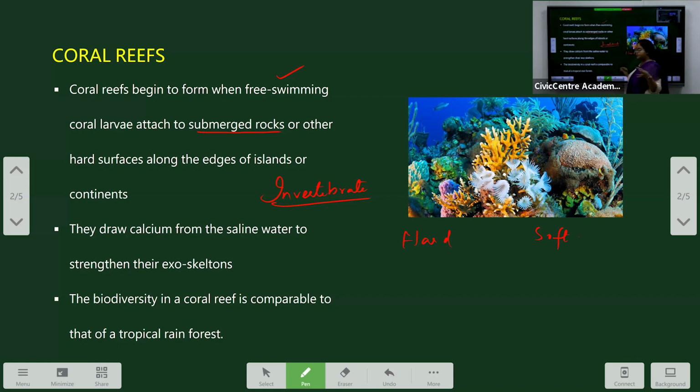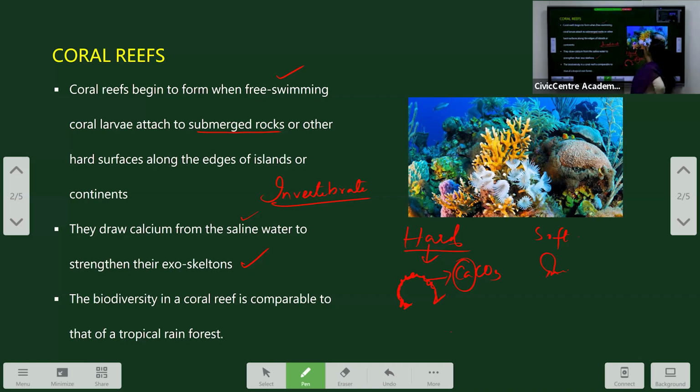Now these corals are jelly-like organisms that are found in the aquatic ecosystem. And these hard corals have exoskeletons, that is, the skeleton is formed outside their bodies. For the skeleton to be formed outside, they need calcium carbonate. And this calcium is drawn from the saline water of the marine ecosystem. Hence, they are found in oceanic ecosystems.